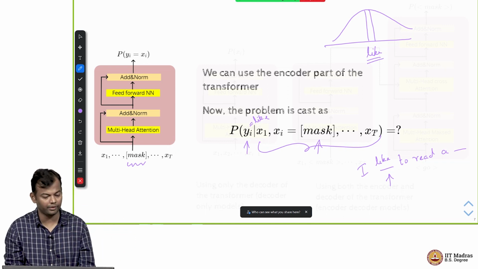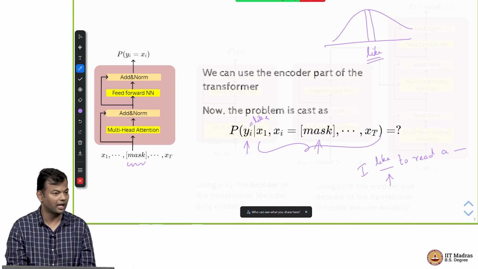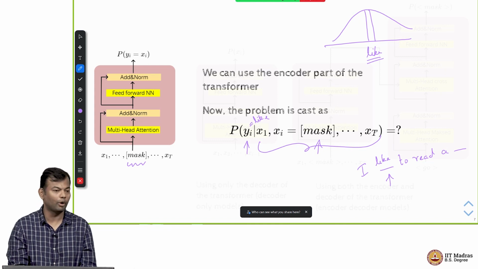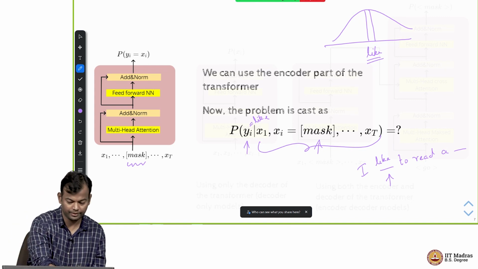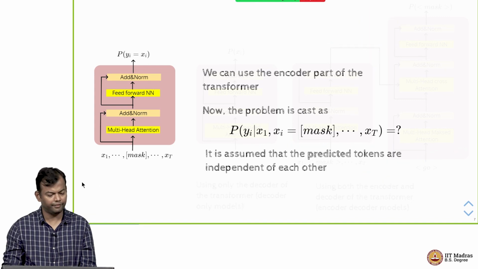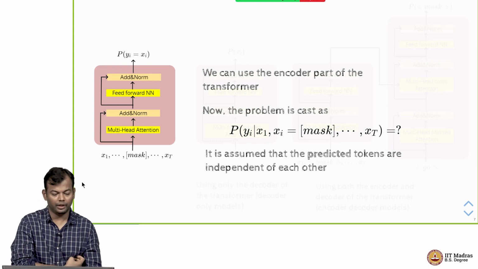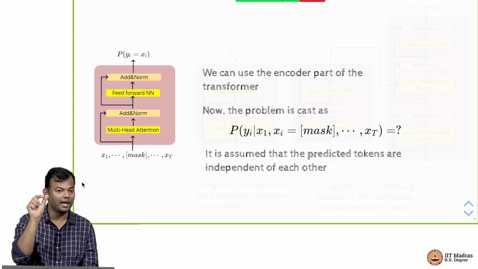Just up to the previous word, right? So this is how you are casting the problem now. This is the probability that you want to predict, okay? So let's go ahead from here, and of course it is assumed that the predicted tokens, the masks that you are predicting, are independent of each other.